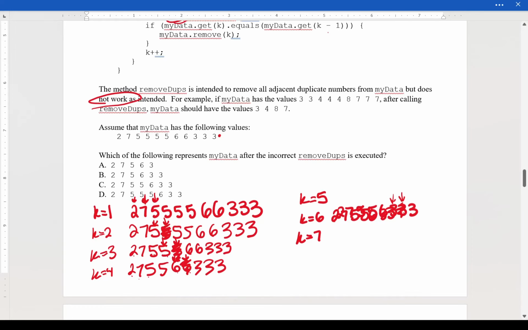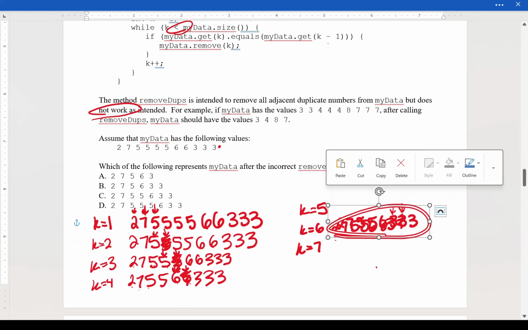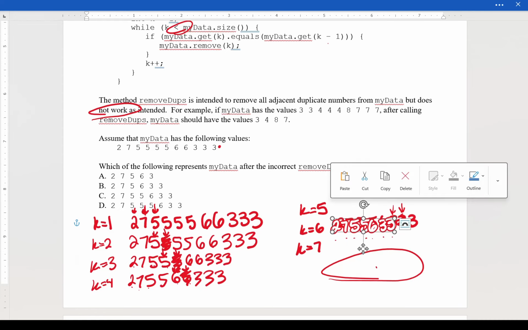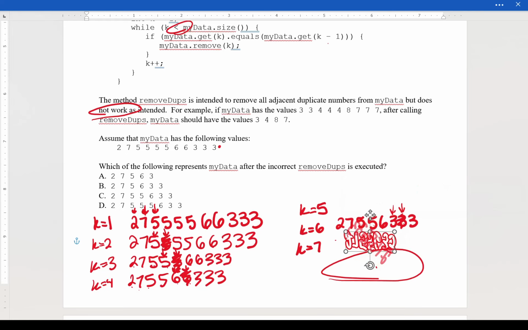So this is my final answer, which is now very confusing to look at. Something's going on with my computer here. I don't even know what I'm doing there. 2, 7, 5, 5, 6, 3, 3. C for an answer. We're just going to let that exist over there.